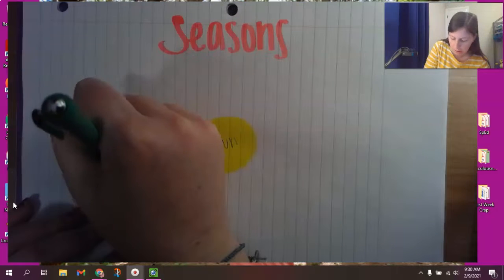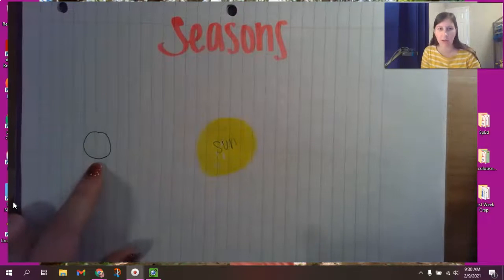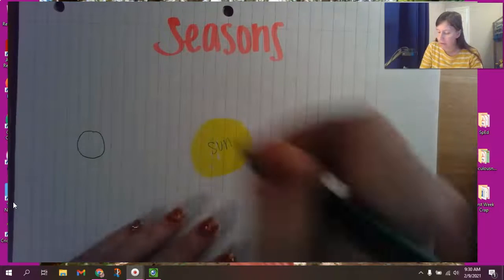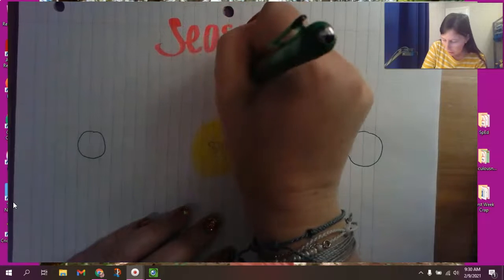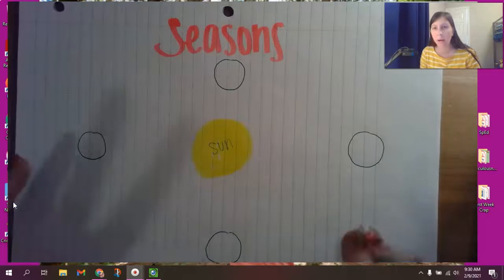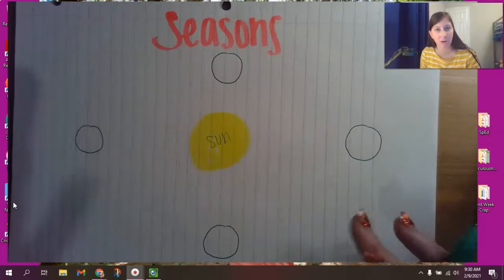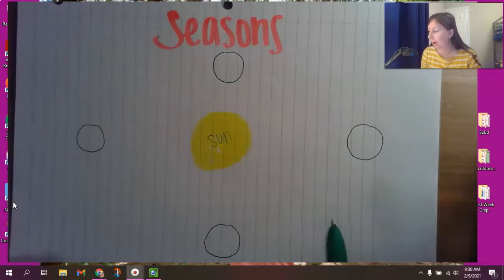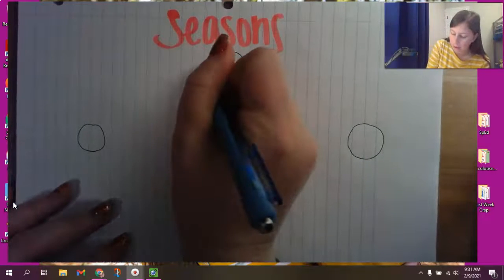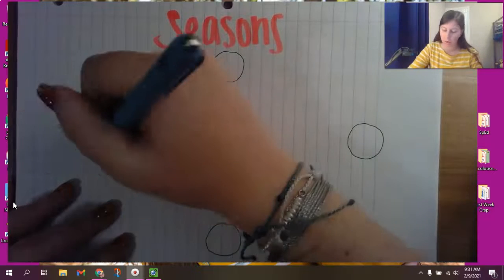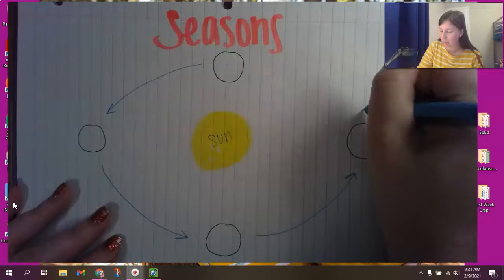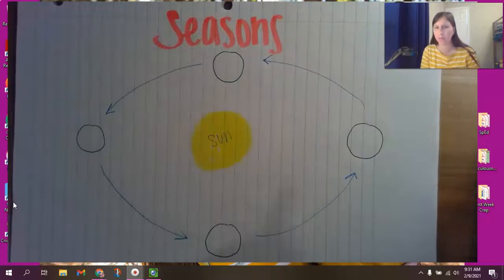So I'm going to draw an Earth right here, but I'm also going to draw an Earth right over here, one up here, and one down here. Now, why did I draw 4 Earths? We only have one, right? I drew 4 Earths because this shows how the Earth revolves around the sun. So we spent lots of time 2 weeks ago talking, last week?